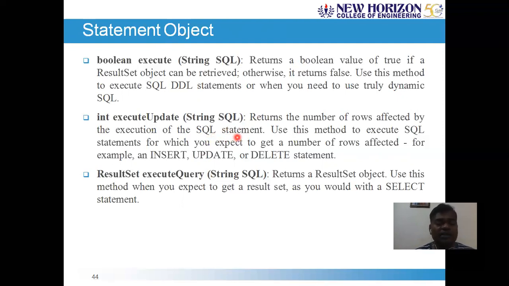Next, followed by executeQuery, which is mainly used for the select query, which returns a result set object. If the data is there as part of the result set object, the result set object will be true, otherwise it becomes false. You can use a virtual pointer in order to move to the respective rows and columns. So, what we discussed in the previous slide.